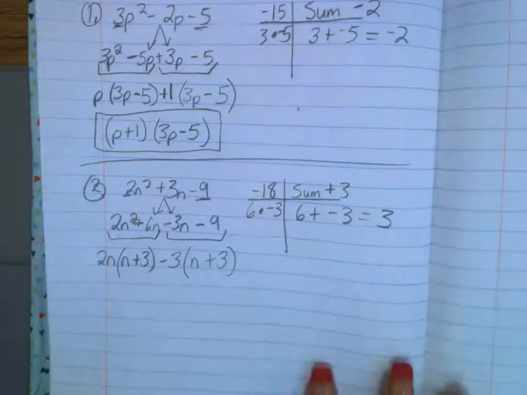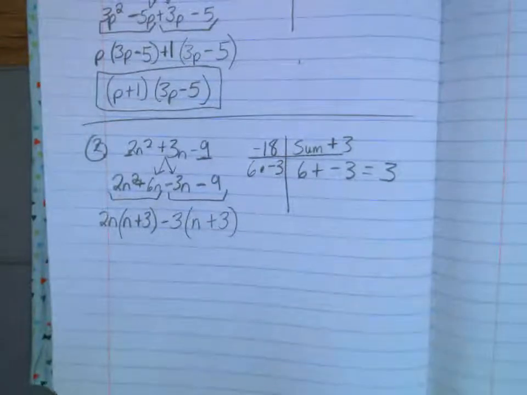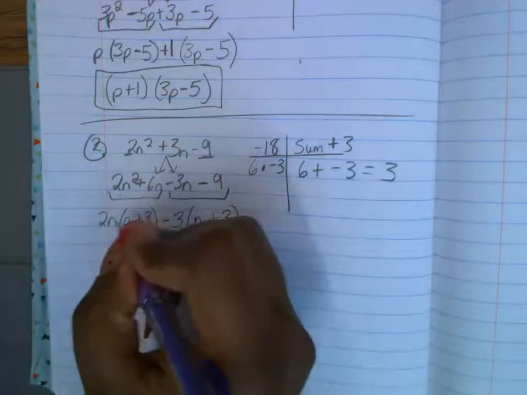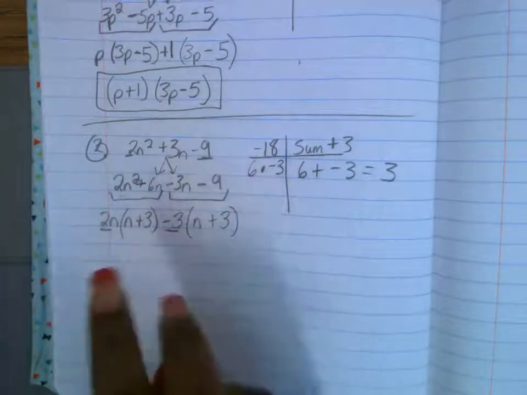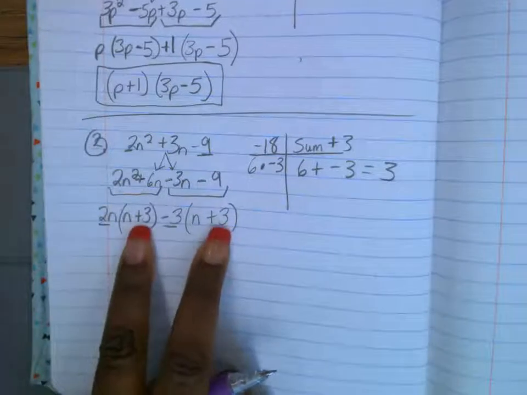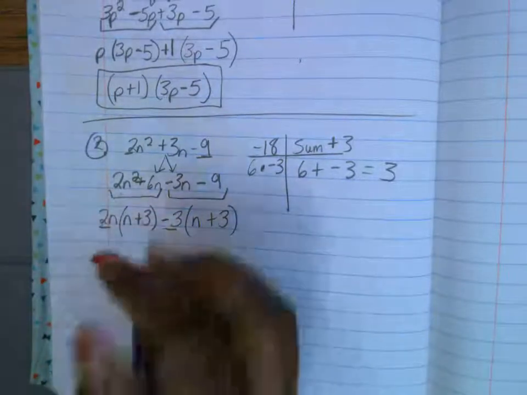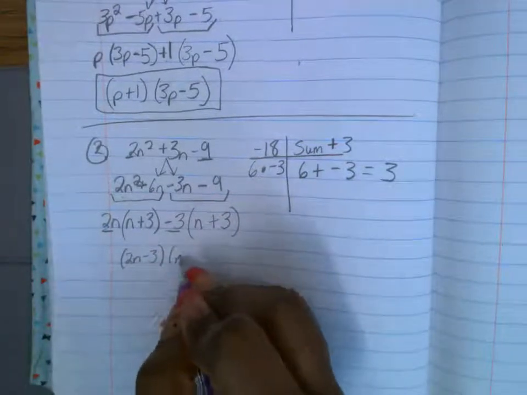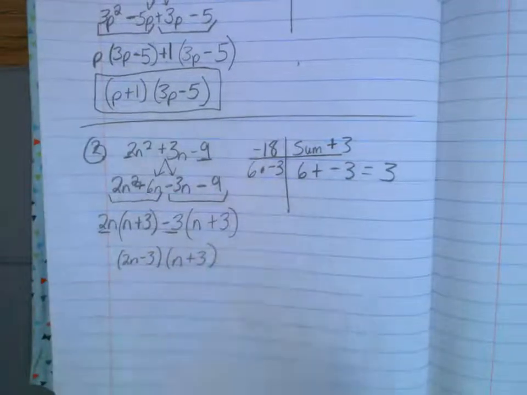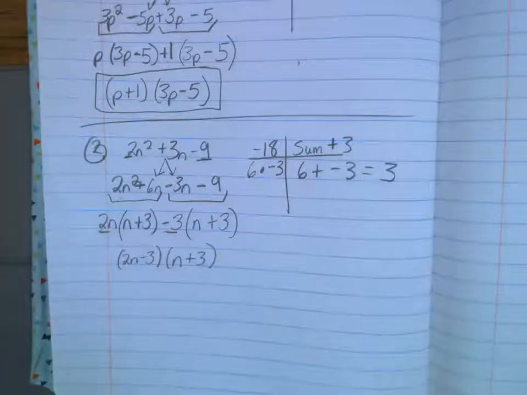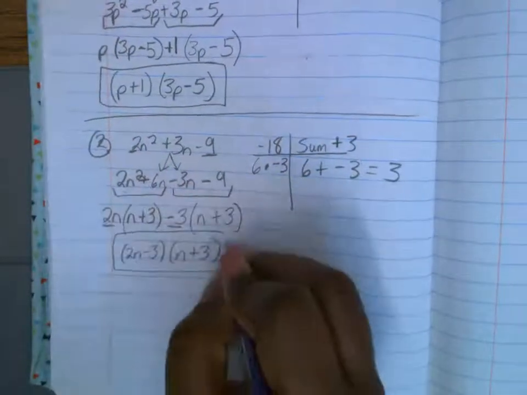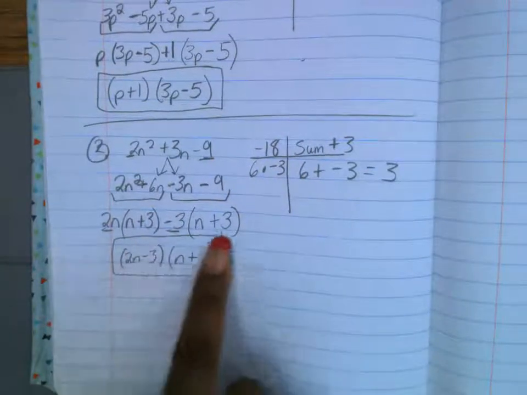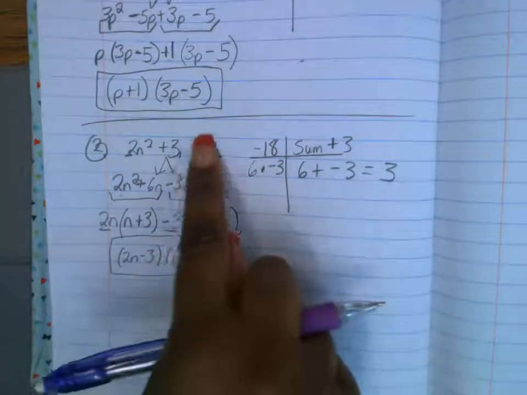Now what am I going to do? How do I do this? All right, so since these two terms are being multiplied by the same binomial, I'm going to put these in parentheses together. This is 2n minus 3. And beside it, I'm going to put what they are both being multiplied by, n plus 3. Any questions about this? If I was to re-multiply this back out, I would get this trinomial up here.